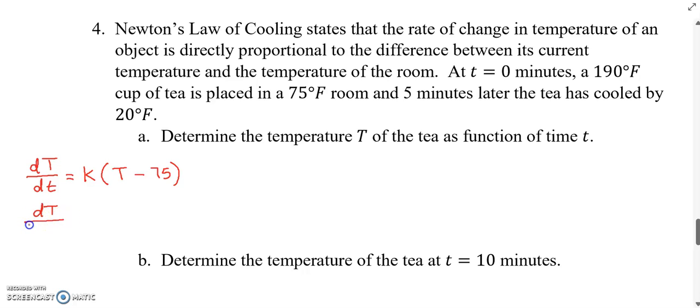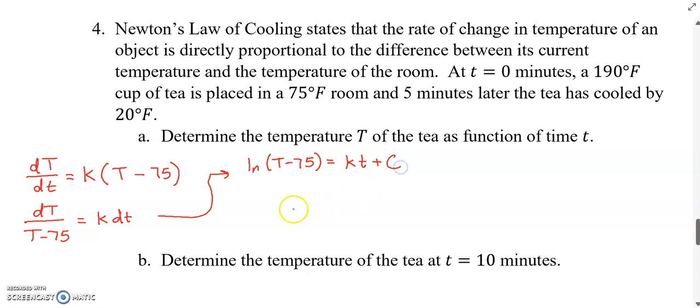Anyway, we've got a separable differential equation. We'll divide both sides by T minus 75. We'll multiply both sides of the equation by dt, and we'll integrate. Okay, and just like before, we can see that we're going to get that natural log of T minus 75. We don't need the negative this time because I put the variable first and the constant second. That's going to equal kt plus C.